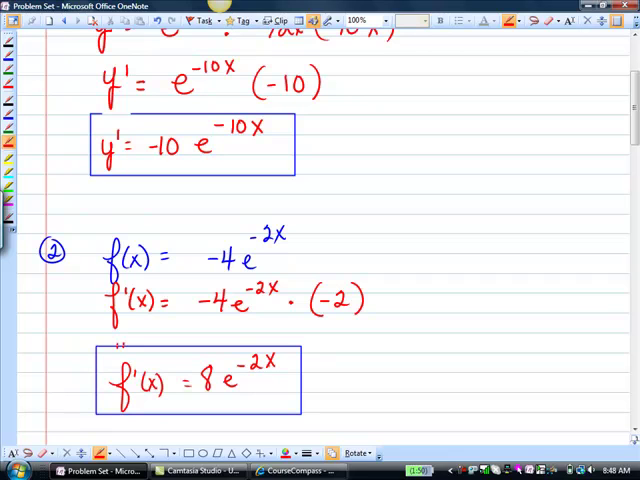So be careful on your signs. You know, sometimes MyMathLab's not going to count it right at all if you have the wrong sign. On a test, if you wrote down negative 8e to the negative 2x, it wouldn't be totally wrong. It's not going to be totally right. So you want to watch your signs, okay?